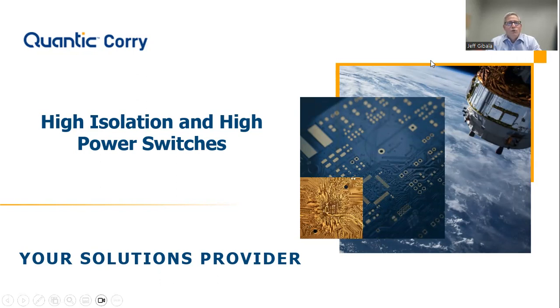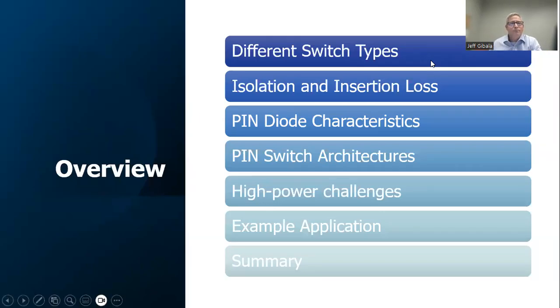Yes, of course. Thank you, Paul. I'm happy to be here today. So today we're going to talk about the different types of RF switches, some of the key parameters of isolation and insertion loss, the characteristics of the PIN diode, and switch architectures based upon PIN diodes, as well as the high power challenges with the switches, and then an example application. And then we'll wrap it all up with a summary.